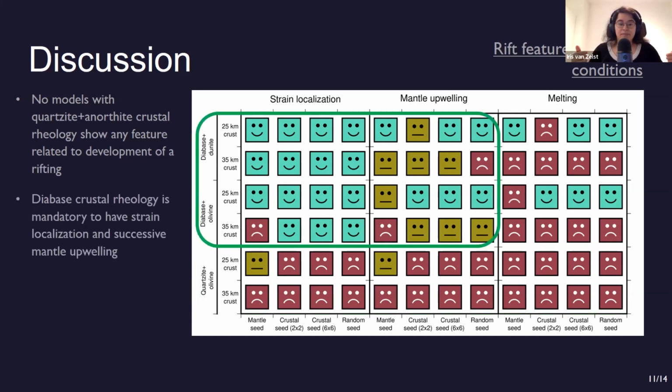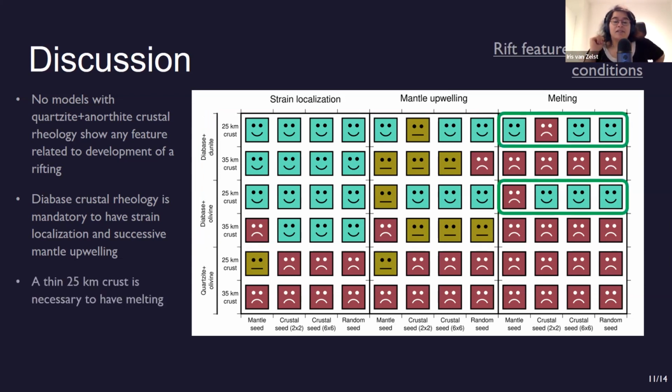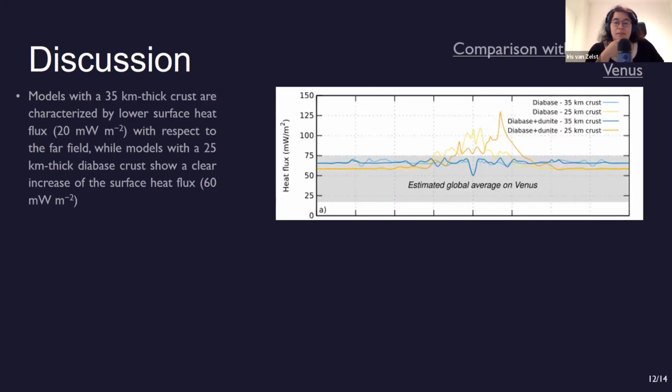In the next slide, you can see that if you have a stronger crust, you will have strain localization that looks like rifting, and you will have mantle upwelling. You will have something that resembles a rift, which is exactly what we wanted and what we were looking for. So this is very promising. And then in the next slide, you can see that if you have a thin crust in these models, you will have melting. So let's go to the next slide and briefly compare to Venus.